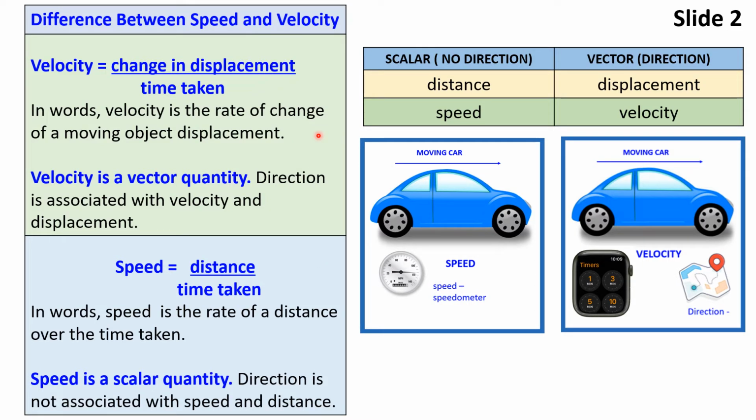In summary, to calculate velocity, we need information about displacement, and to calculate speed, we need information about distance. In both cases, an object, person, car, ball, etc., must be in motion, and time must be recorded or estimated. Displacement and velocity are vector quantities, and speed and distance are scalar quantities.